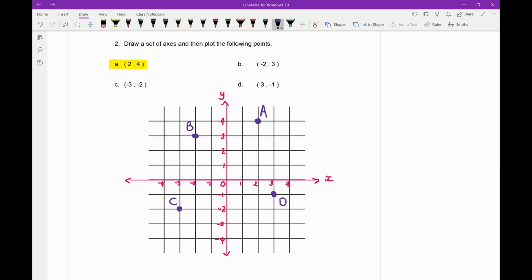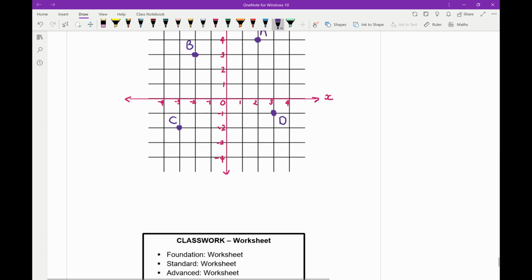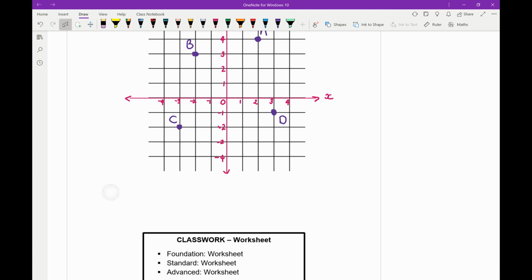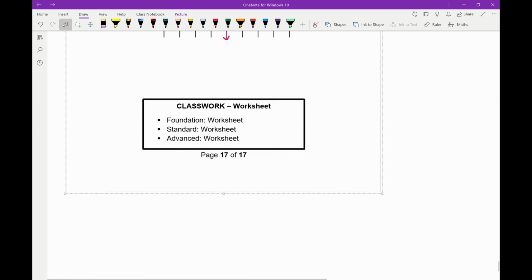Okay, that's it. So we need to be able to read coordinates off a Cartesian plane and also draw them on there. So, time to practice. That's the end of our topic.